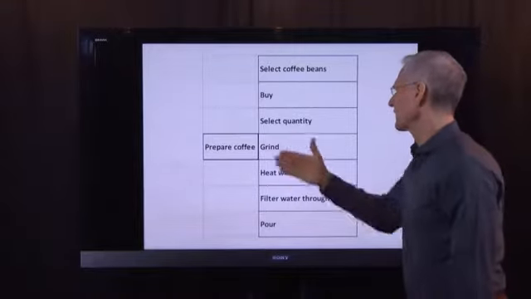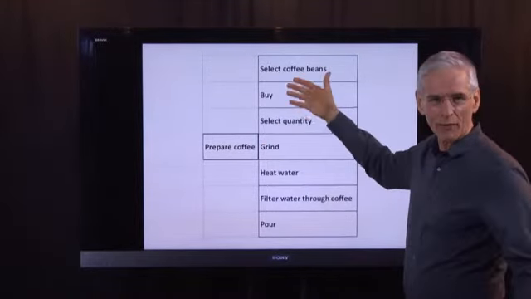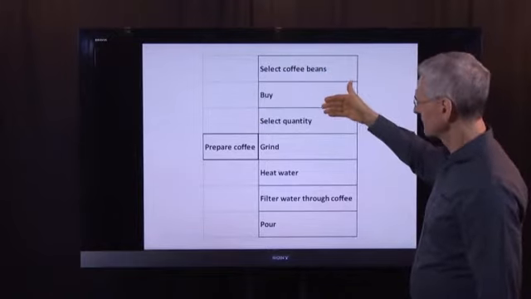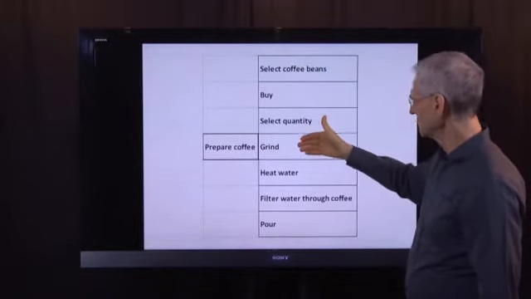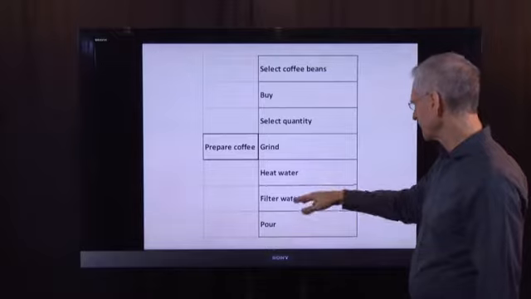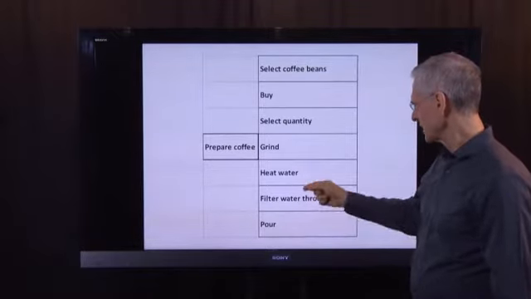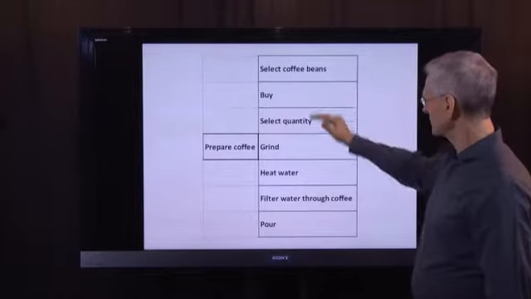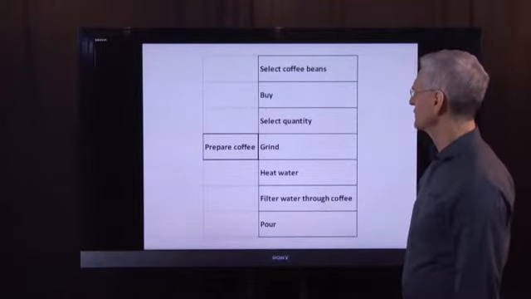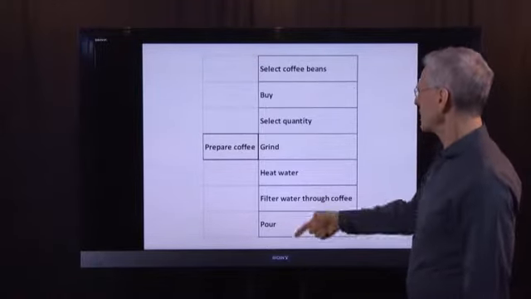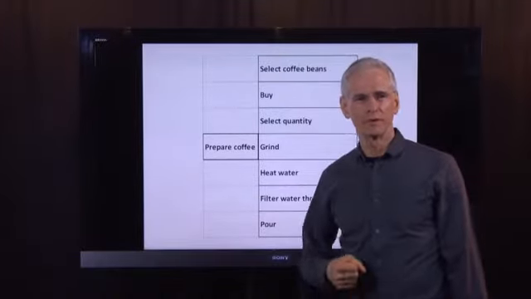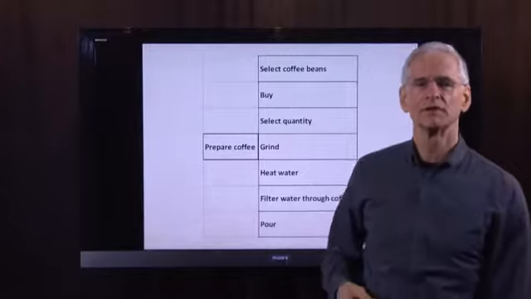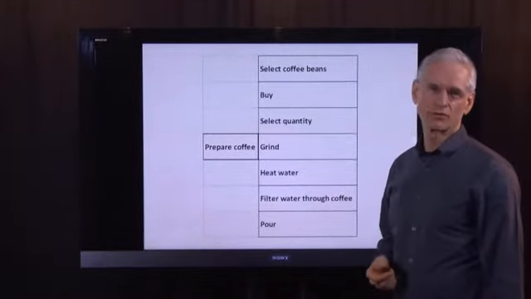Now the FAST diagram here, prepare coffee. As you know, I will not repeat the technique. Select coffee beans, buy, select the quantity, grind, heat water, filter the water through the coffee grounds, and pour. This could be decomposed, but at my level today, this does a good job. Which of those is most important to produce a cup of coffee that tastes good, that wakes me up, that's hot? Well, this is the purpose of house 2.